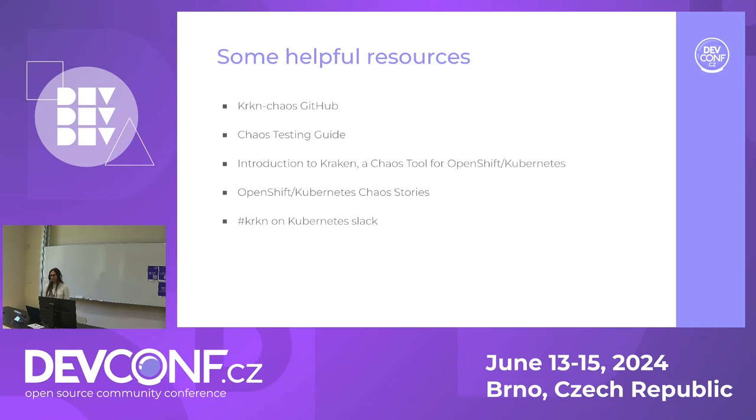And there are some helpful resources, like our GitHub chaos testing guide. We have a few papers like Introduction to Kraken, a chaos tool for OpenShift and Kubernetes, and OpenShift Kubernetes chaos stories. Those stories are actually real-world usage of Kraken. And you can find us on Kubernetes Slack under Kraken.